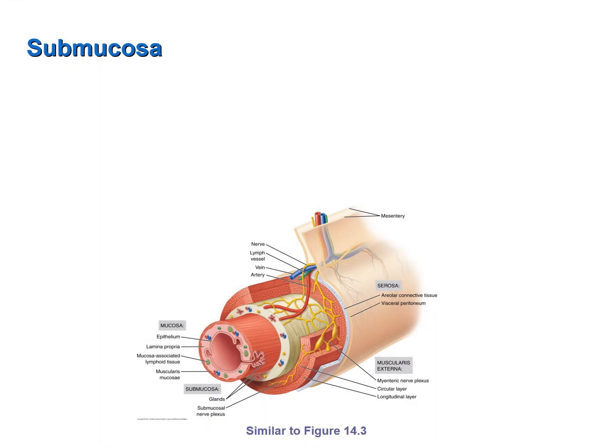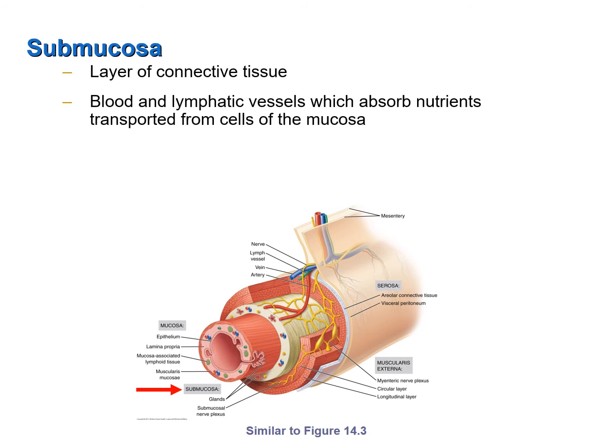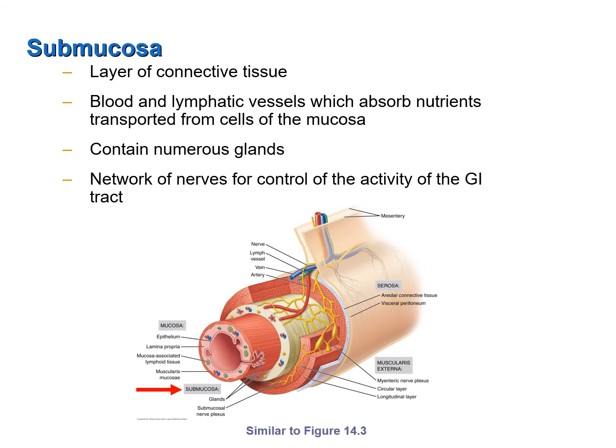Deep to the mucosa is the submucosa. The submucosa consists of connective tissue. There are numerous blood vessels and lymphatic vessels embedded in the connective tissue, and they absorb nutrients that are transported by cells of the mucosa from the lumen. There are also numerous glands in the submucosa which secrete substances into the lumen to support digestion. Lastly, there are numerous networks of nerves in the submucosa that control the activity of the GI tract.